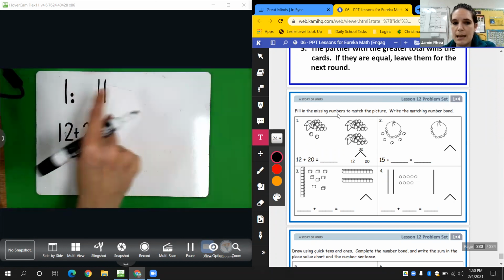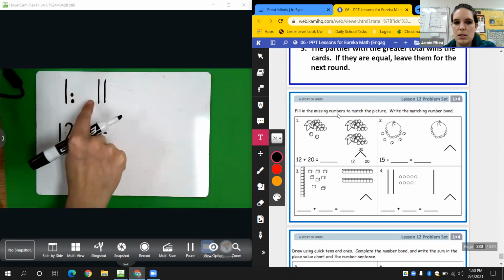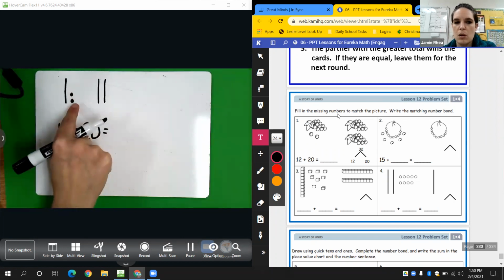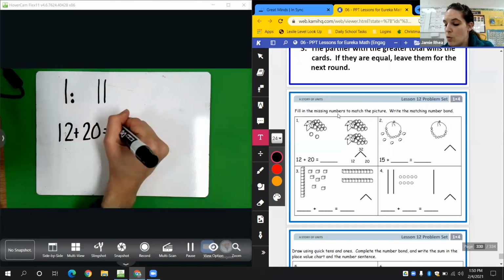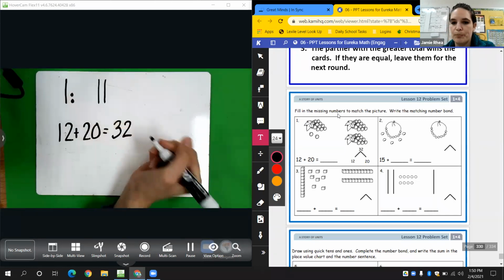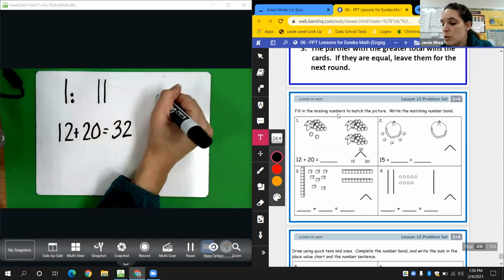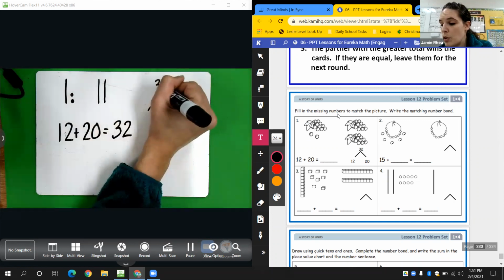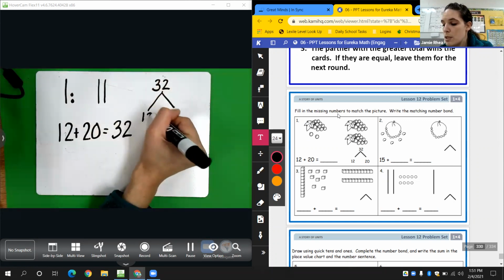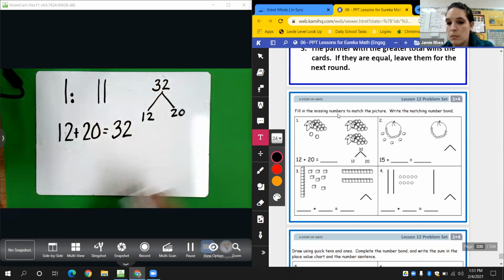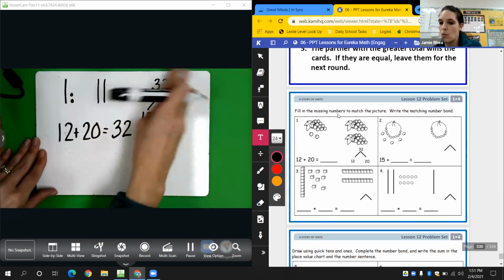Now, guys, I can look at this and say 10, 20, 30, 31, 32. And I know that it is 32. Now, when you do your number bond, make sure you put 32, 12, and 20. Okay. Now, that one was pretty easy, and most of it was done for you. So maybe let's look at one more.